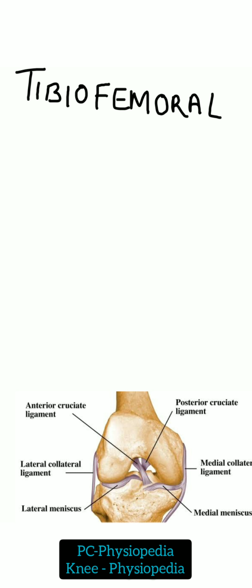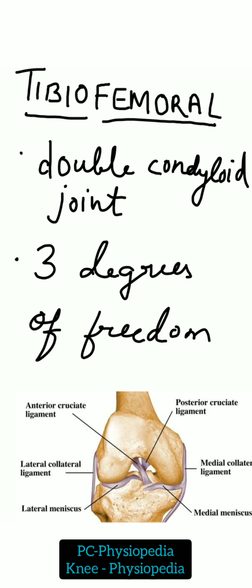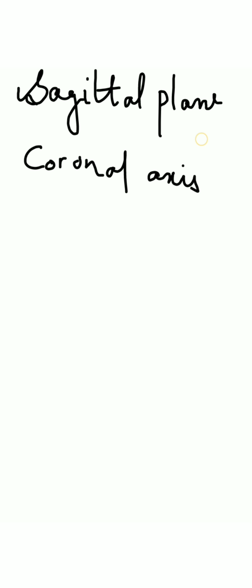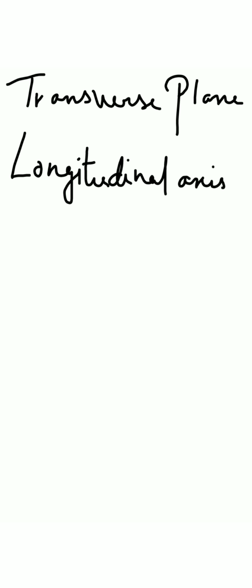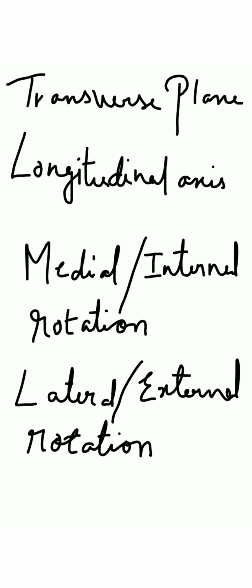Next, we are looking at the tibiofemoral joint made by the tibia and the femur. It is a double condyloid joint with 3 degrees of freedom. Let's look at the motion. Sagittal plane around coronal axis we have flexion, extension, flexion and extension. In the transverse plane around longitudinal axis, we have medial internal rotation and lateral external rotation.